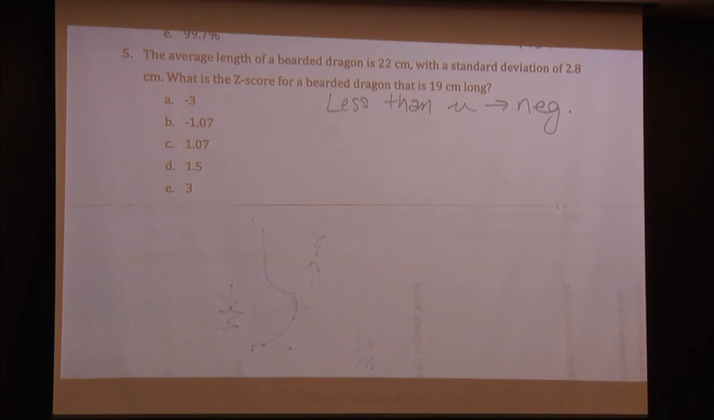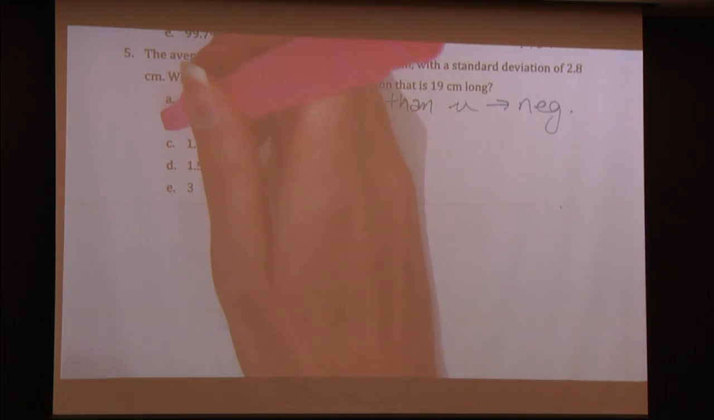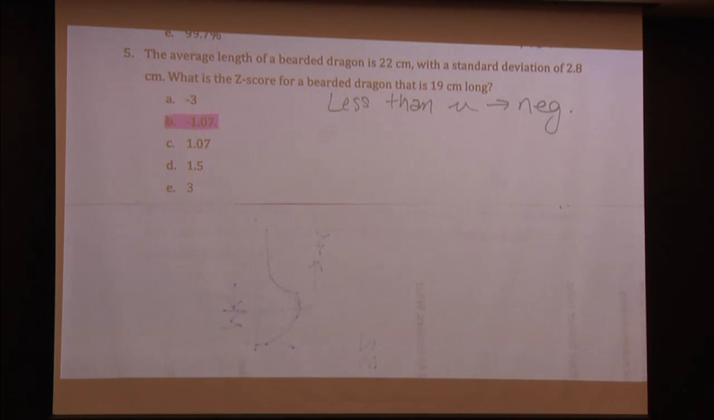So what's the answer? So B, so negative 1.07. So we said it had to be one of the first two because of the negative.